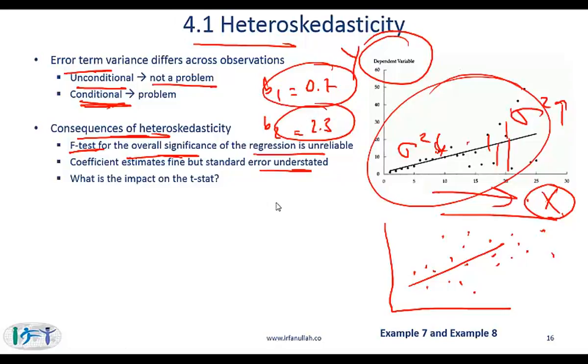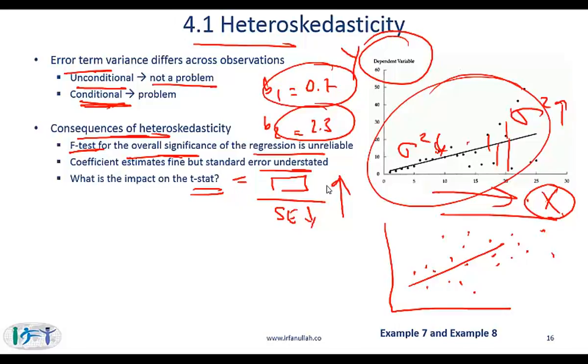If the standard error is understated, what happens to the t-stat? What is the t-stat? The t-stat is your estimate minus the hypothesis, so that's not impacted. But the standard error is understated. If the standard error is understated, then your t-stat is overstated. What's the problem with an overstated t-stat?